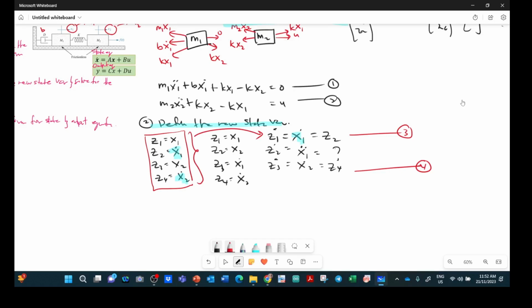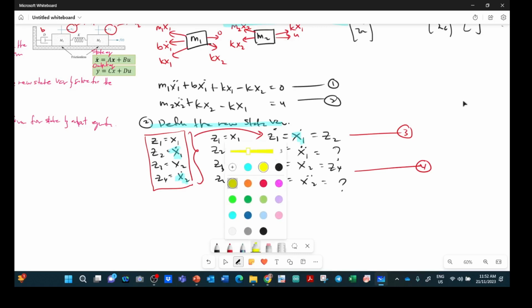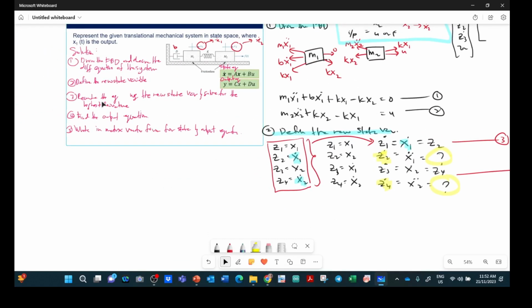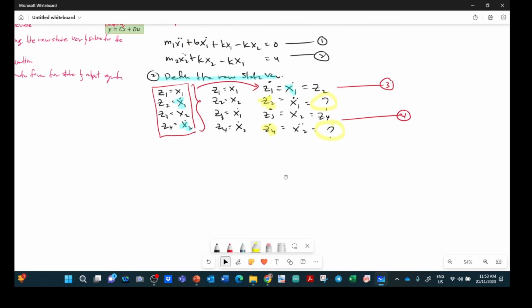So the last one is Z4 dot equal to X2 double dot, whereby you don't have it yet. So it means that you need to solve for Z2 dot and Z4 dot. Okay, so number 2 is finished, define the new state variable. Now we go to number 3, rewrite the equation using the new state variable, meaning equations 1 and 2 using this new state variable. This is easy. Try to do it, substitute equations 1 and 2 with the new state variable.